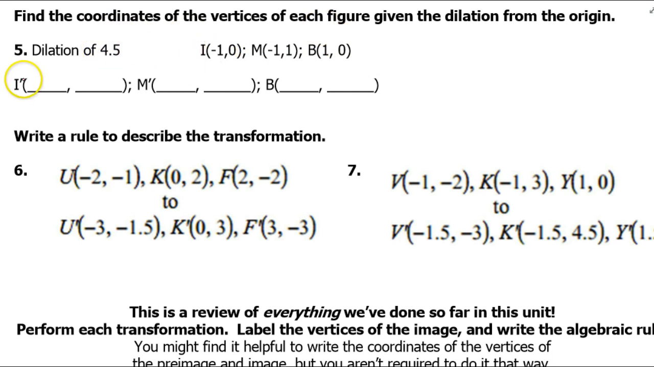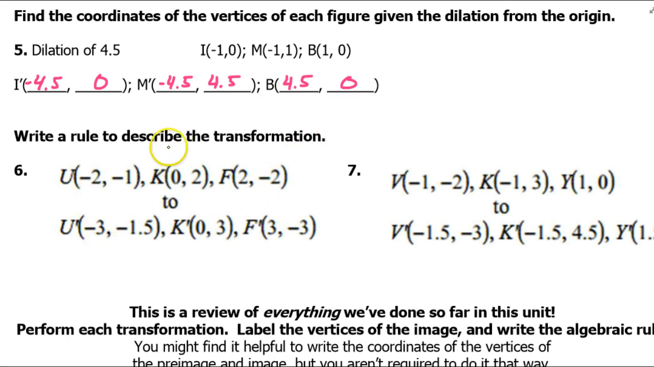4.5 times -1 is simply -4.5. 4.5 times 0 is 0. Again, negative 4.5. 4.5 times 1 is 4.5. And another 4.5, and again you get 0. So that's the answer to number 5.